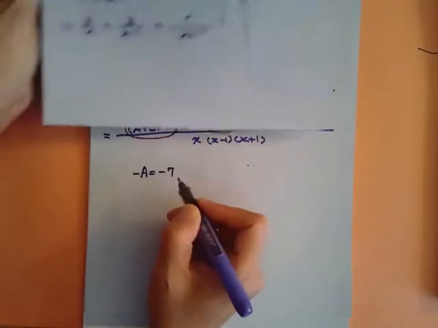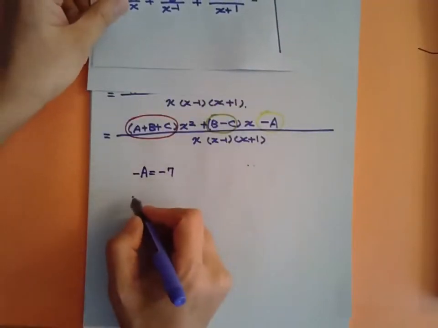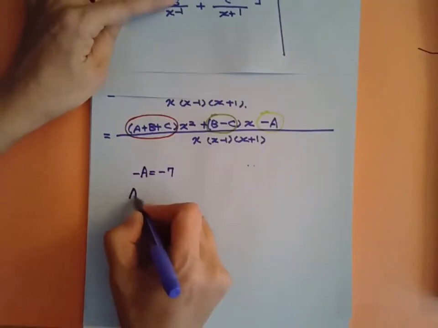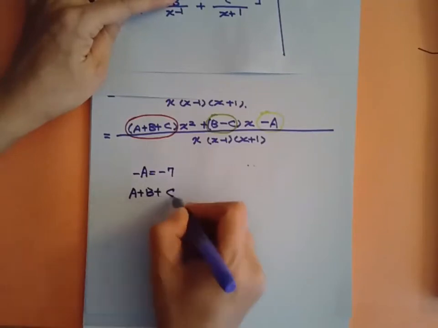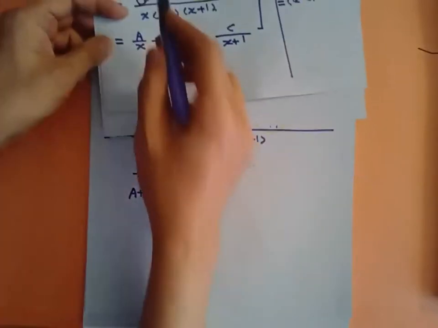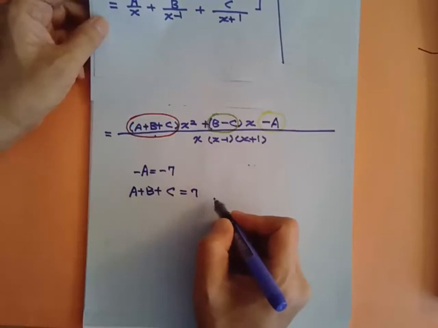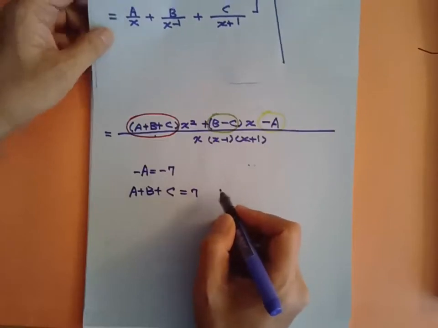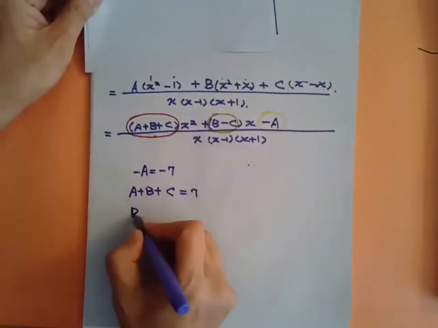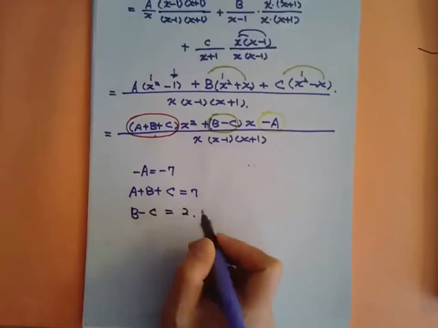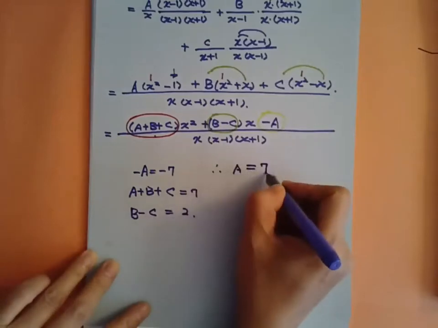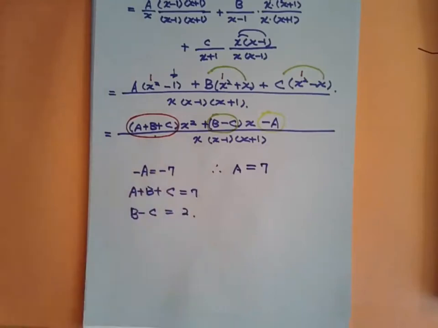So from there, minus a equals minus 7. And a plus b plus c equals 7, right? Here and here, the coefficient of x squared. And then the coefficient of x is 2, the same as b minus c, that equals 2. So from here, a equals 7 by multiplying by minus 1 on both sides.